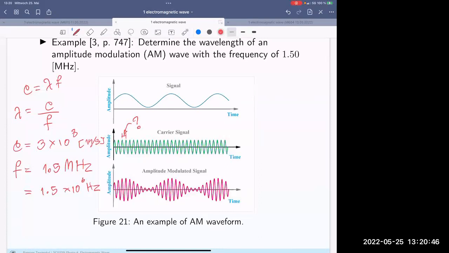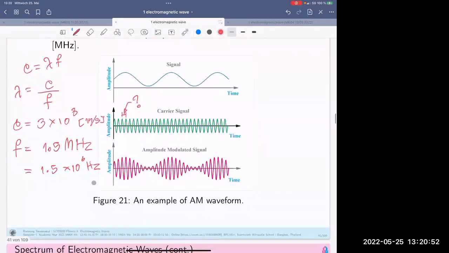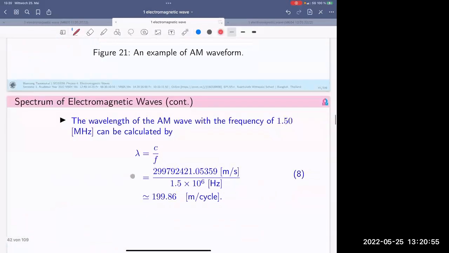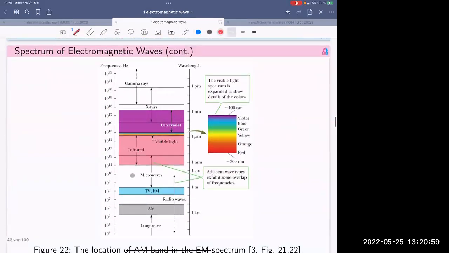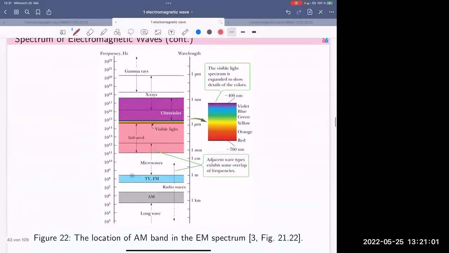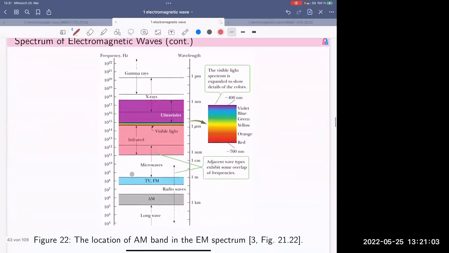Many of you may have seen the AM, right? And let's move again to the location of the AM band.